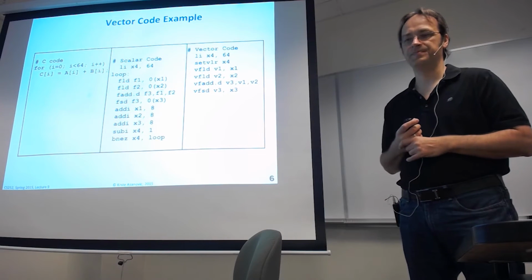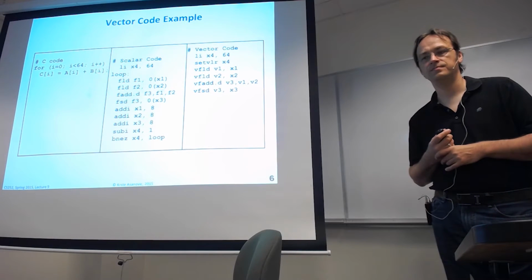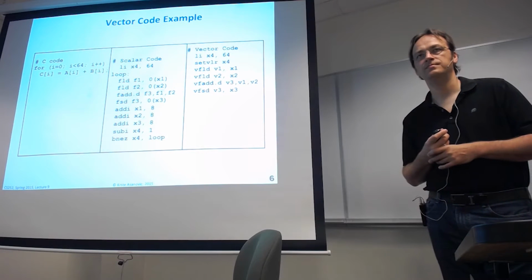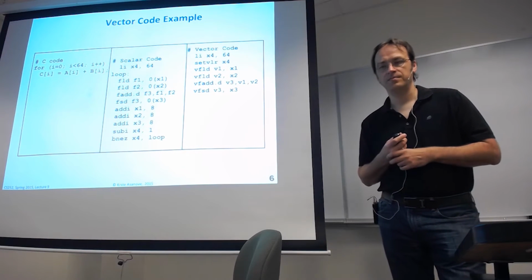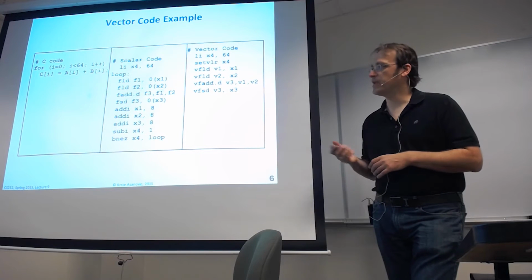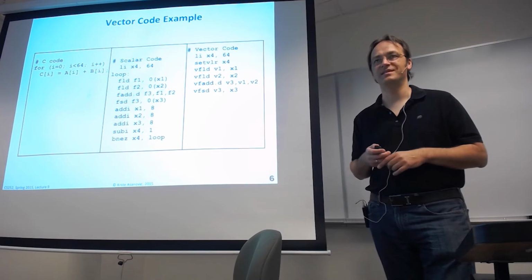Question? In this particular vector version, if the vectors you're operating on are longer than your vector registers, is that handled implicitly in a CISC-esque way? So the question is, what happens if your vector is longer than 64? That's a good question, and we'll get to that in a minute.